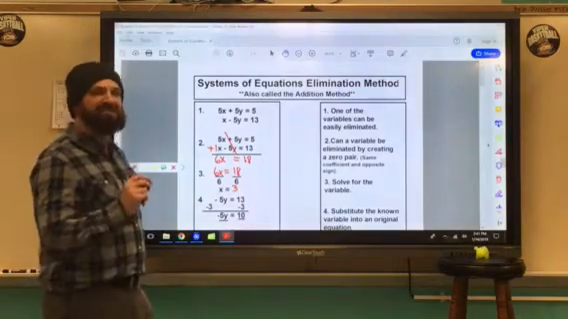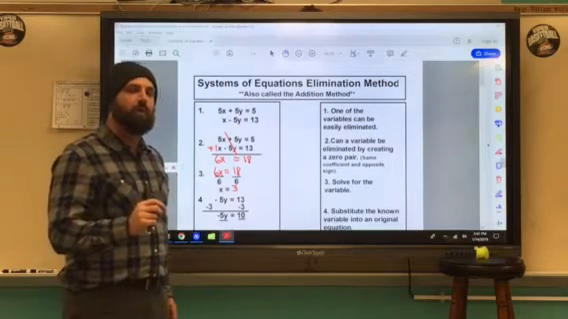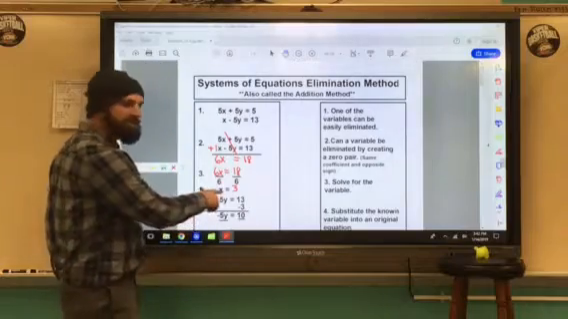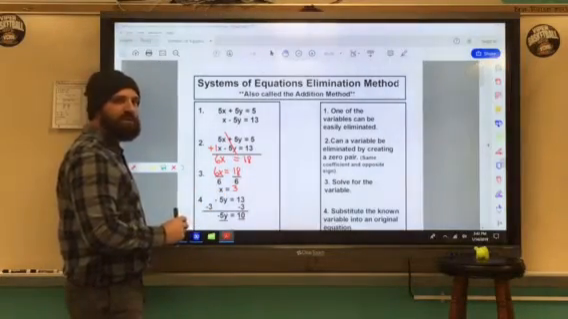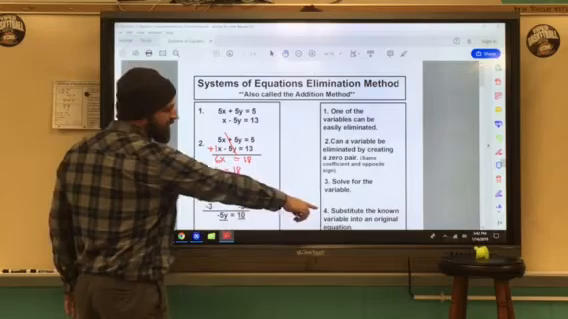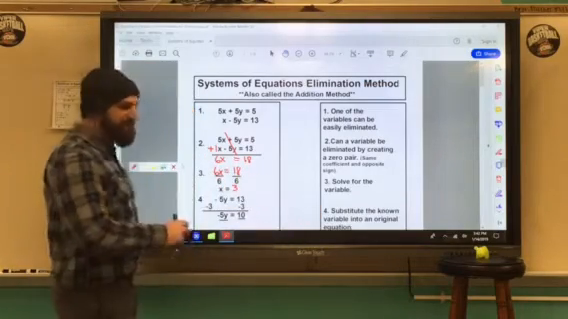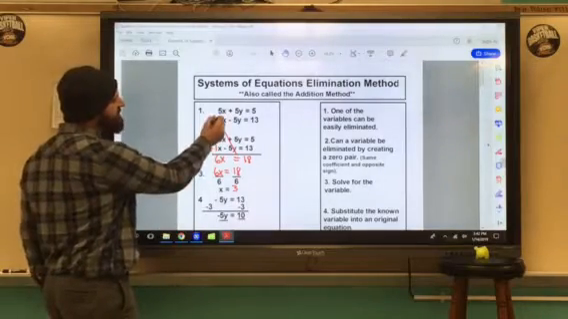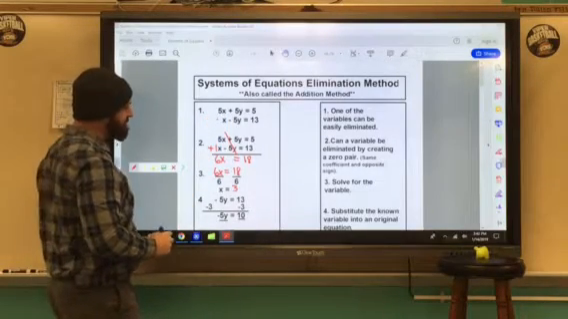Now, with any system of equations, we are looking for an ordered pair to be our solution. So we found our x coordinate, but we also need our y coordinate. To do that, we're going to go to step 4 and plug that value of x back into one of the original equations. I chose the second equation to plug back into.